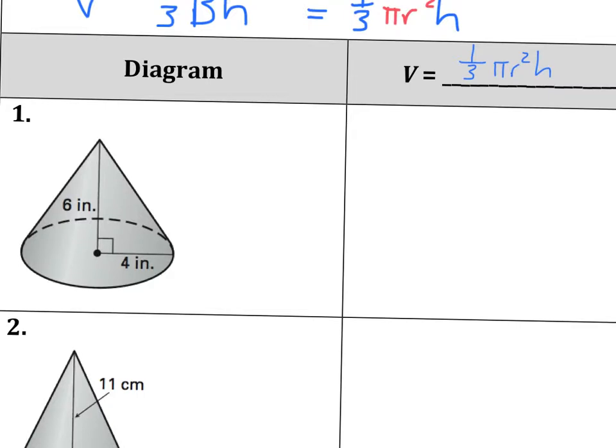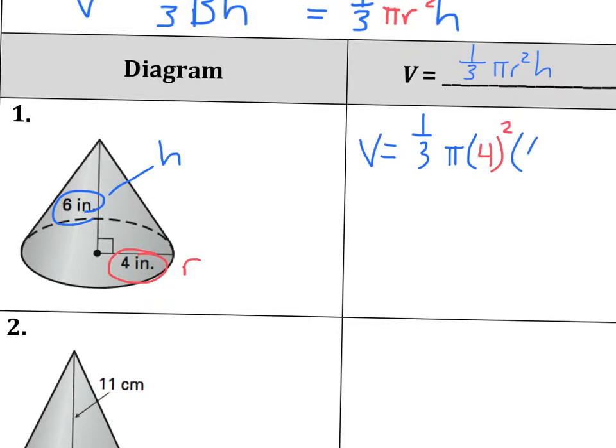And all we have to do is identify here. Of course, that's my radius. And this is the height of my cone. So I plug these in. So 1/3 times pi times 4 squared times my height, 6 inches.